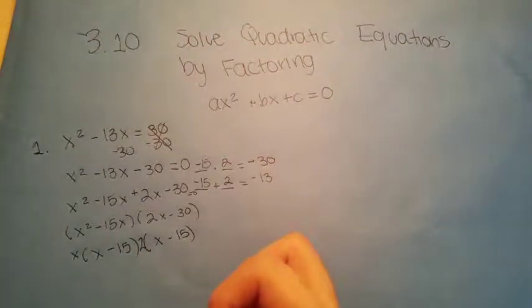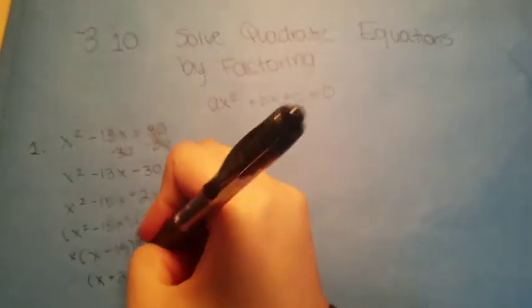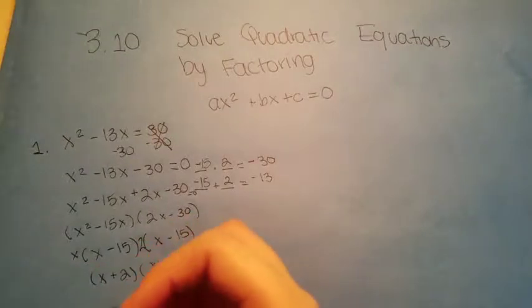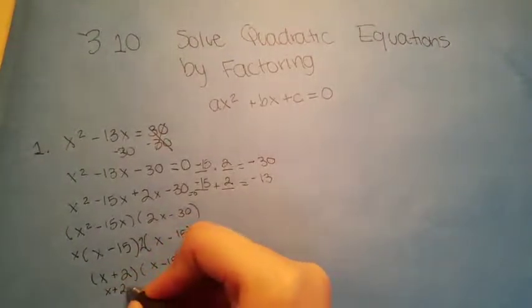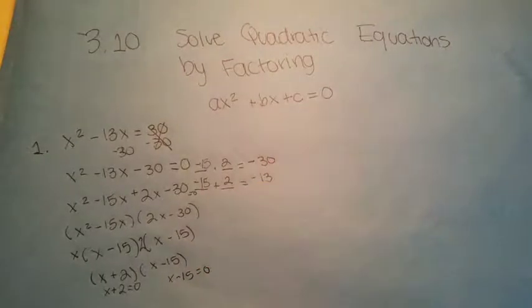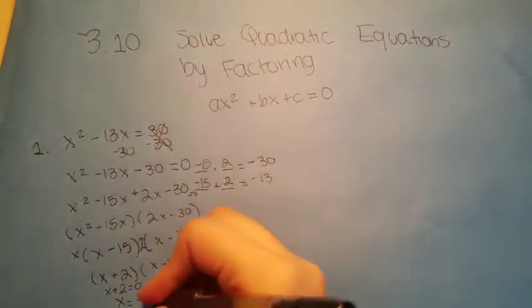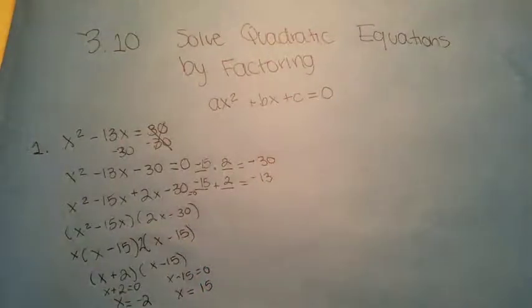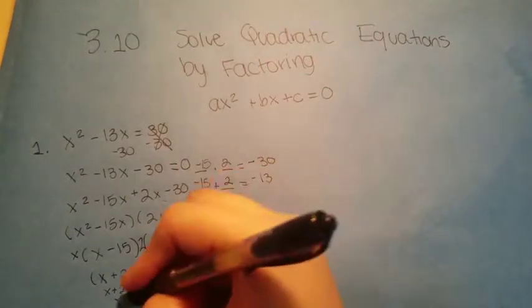So then you would put x plus 2, the numbers on the outside, and x minus 15, like that. And the only thing you need to do after that step is set these two equal to 0 and then find x. So x plus 2 equals 0 and x minus 15 equals 0. So this would be x equals negative 2 and x equals 15. And that's practically all you need to do. And those would be your two roots.